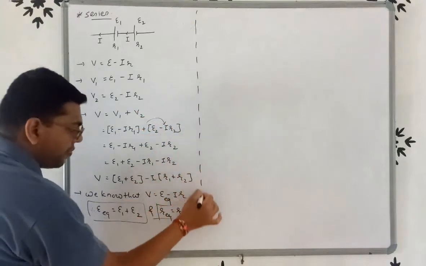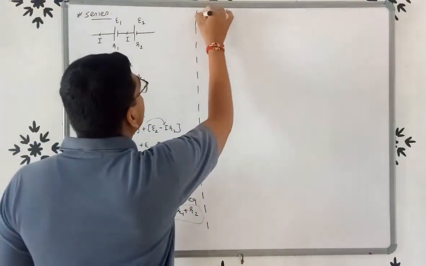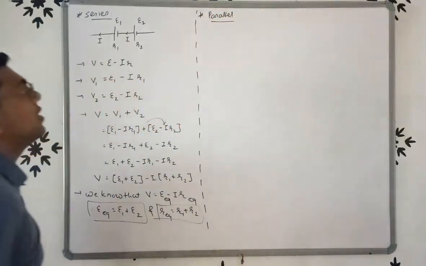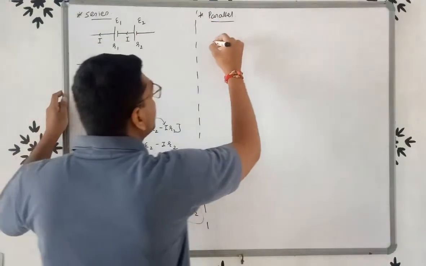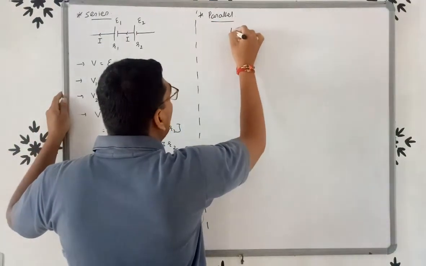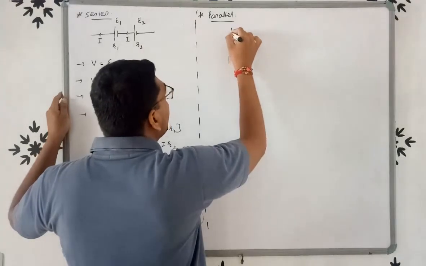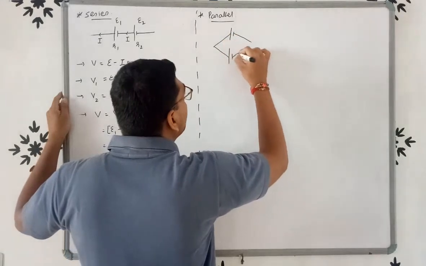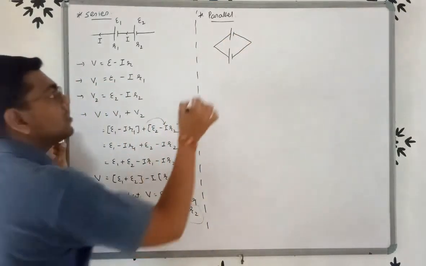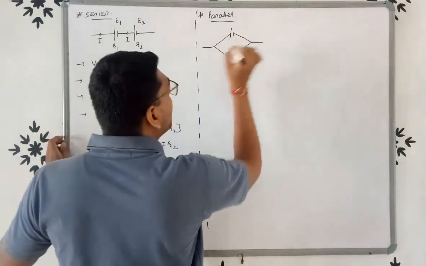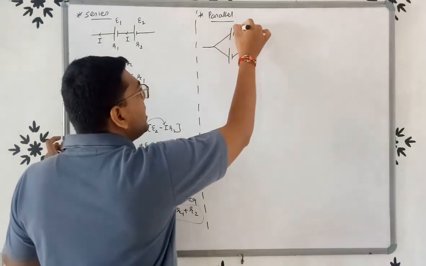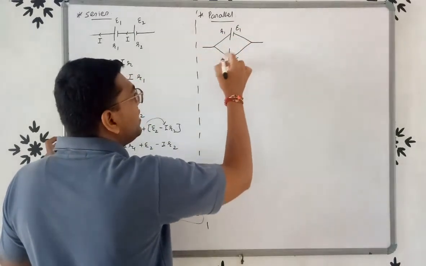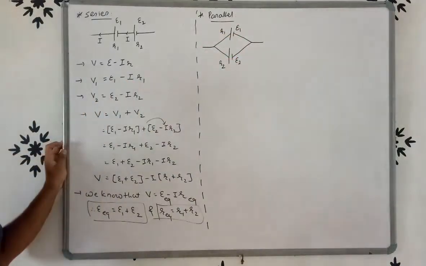Right, now parallel combination of cells. Here in parallel combination, one side of each cell is connected at one point and the other side of each cell is connected at the other point. So this is the parallel combination of cells. This is the first cell having EMF E1 and internal resistance R1, and the second cell having EMF E2 and internal resistance R2.